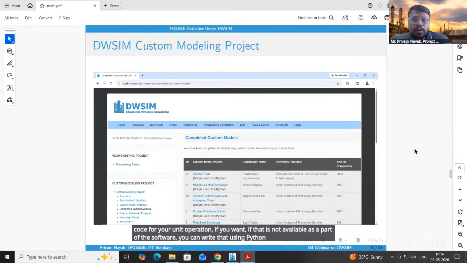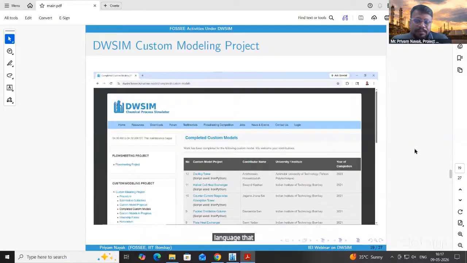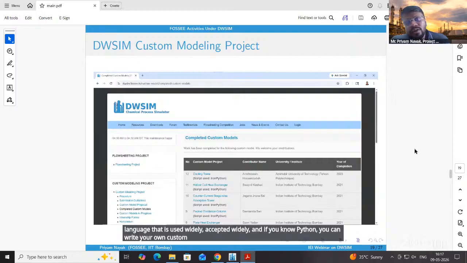And I think in today's world, Python is something which everybody learns irrespective of whether they are from a CS background or not. Okay, so yeah, it's a modern day language that is widely used and widely accepted, and if you know Python, you can write your own custom model. In fact, you can also write using Scilab. If you know Scilab, DWSIM supports writing the custom model using Scilab. So you can see here that people have written codes like cooling tower.